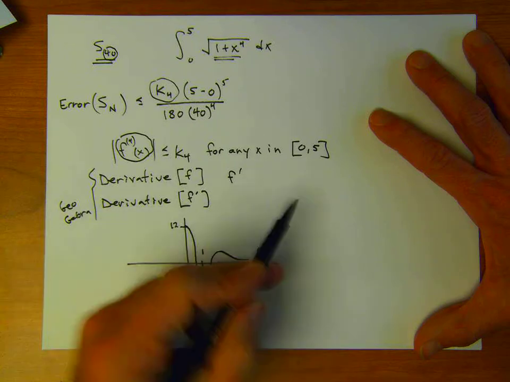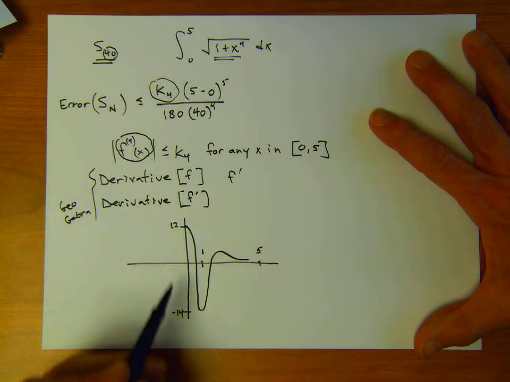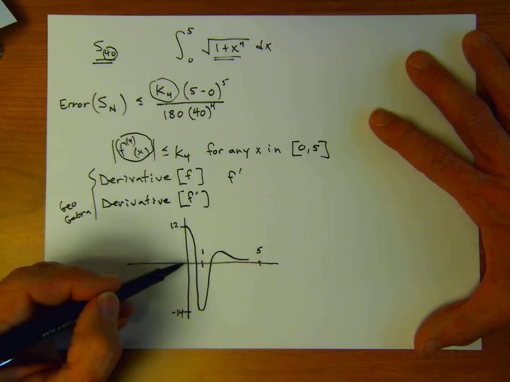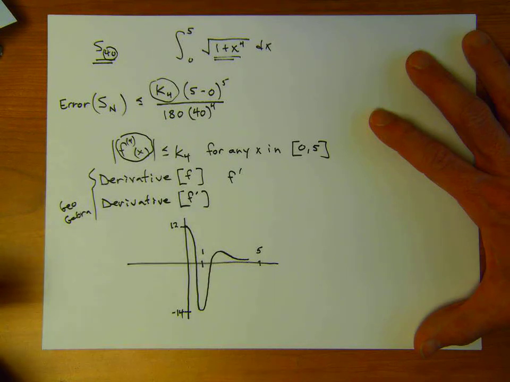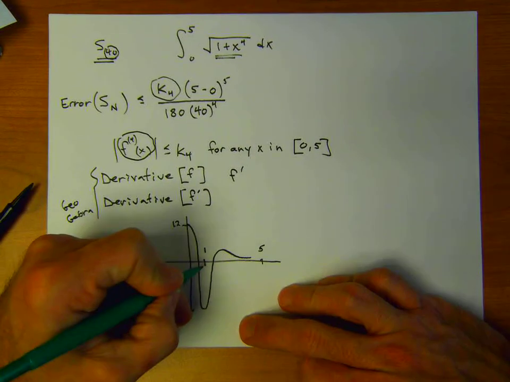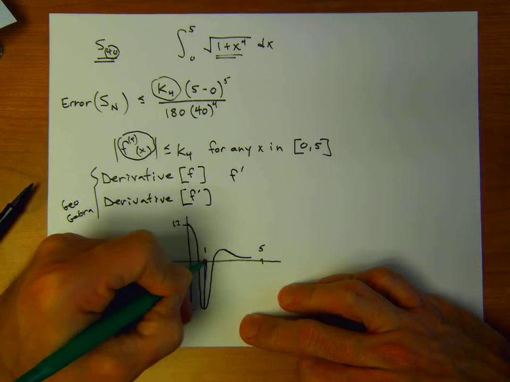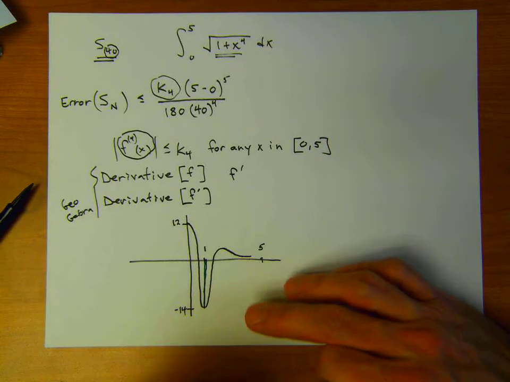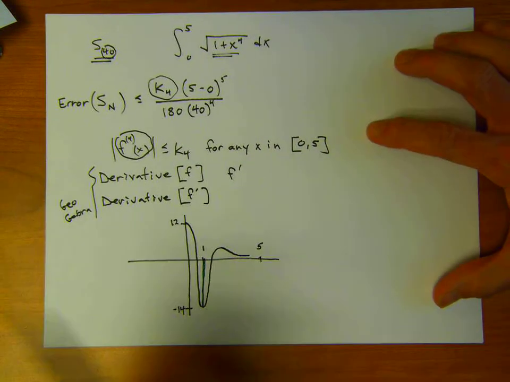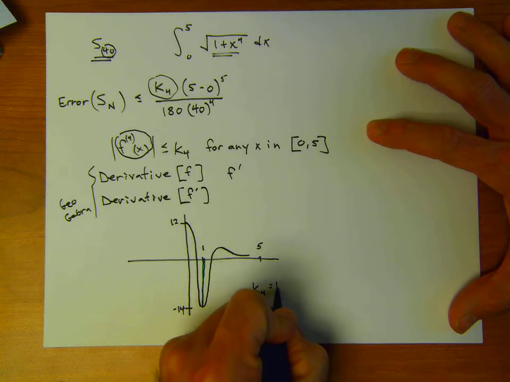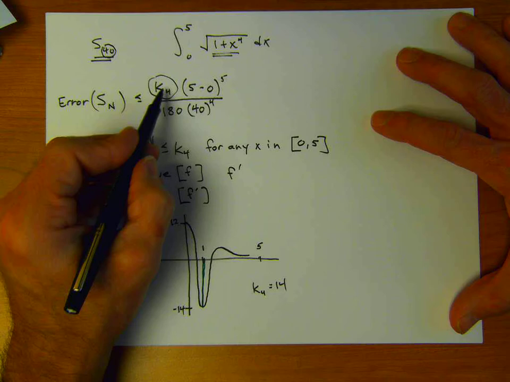So the question is, what's going to be my K4? Well, remember, because of the absolute value, we're looking at the maximum distance from the x-axis that the 4th derivative takes. That's going to be this distance right here, right? That's farther away from the x-axis than this. So even though this is negative, because we're taking the absolute value, we would let K4 be 14. So now we have the last piece to our formula.